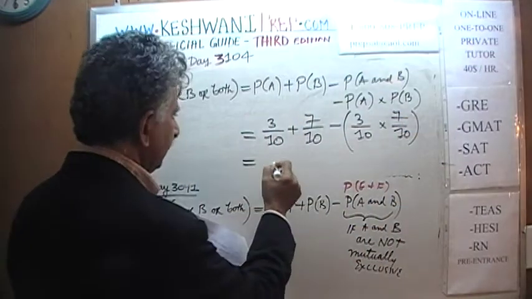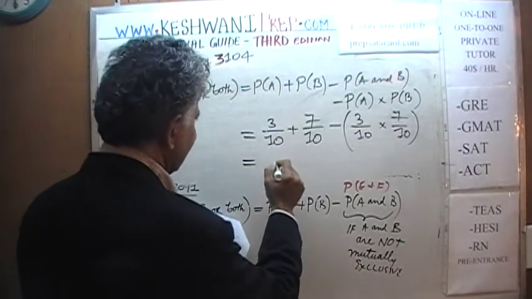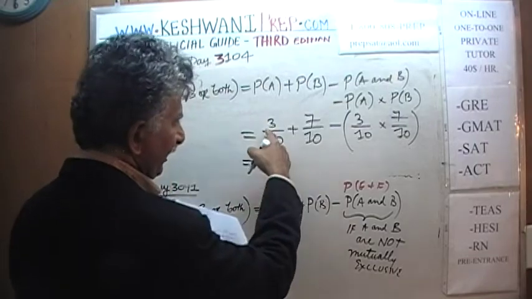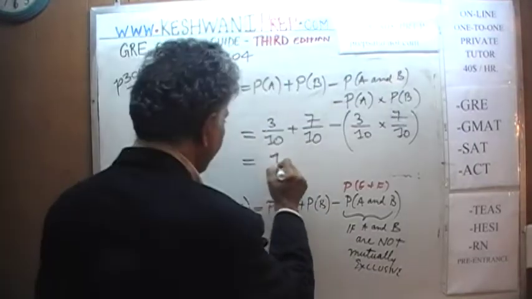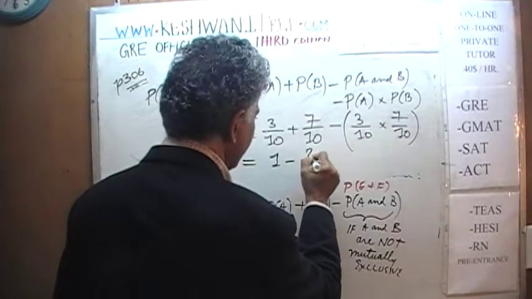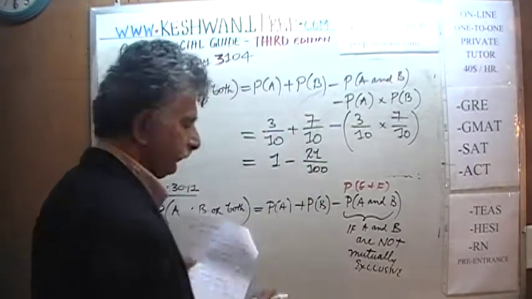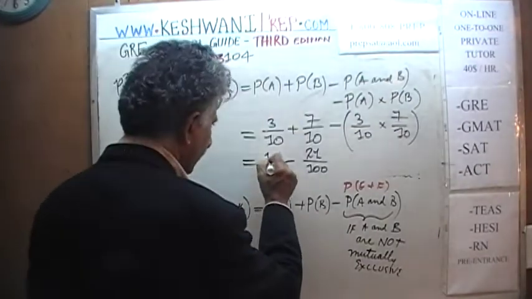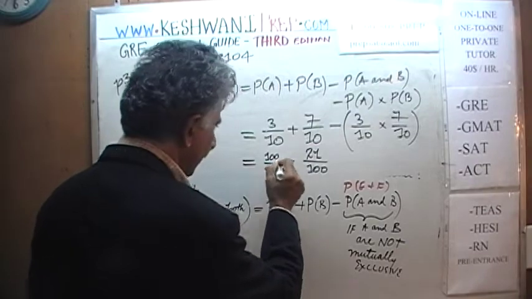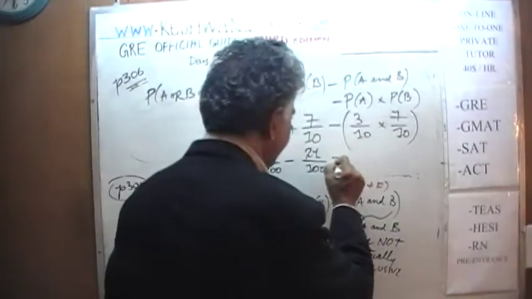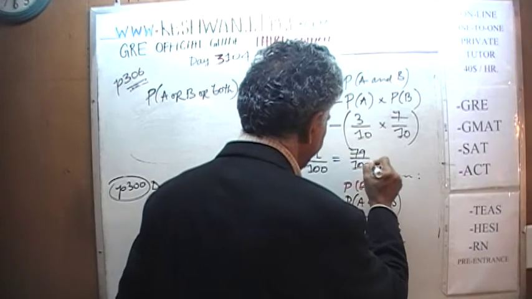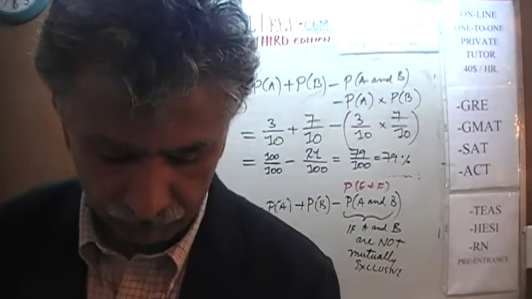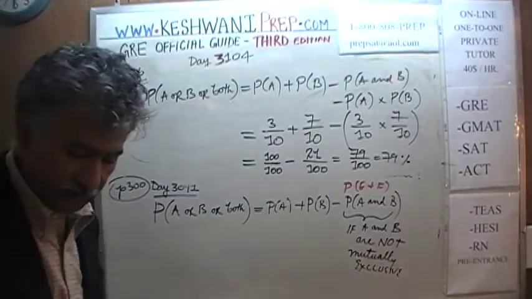We're going to continue here. So this is just 10 out of 10 here. This is 3 out of 10 and 7 out of 10, which is 10 out of 10, this is just 1, minus 3 times 7 is 21, 21 out of 100. And 1 is simply 100 over 100. 100 minus 21 is 79, so it is 79 out of 100, or 79%. There we go, we just answered it. The question was, what are the odds that either A or B or both succeed?